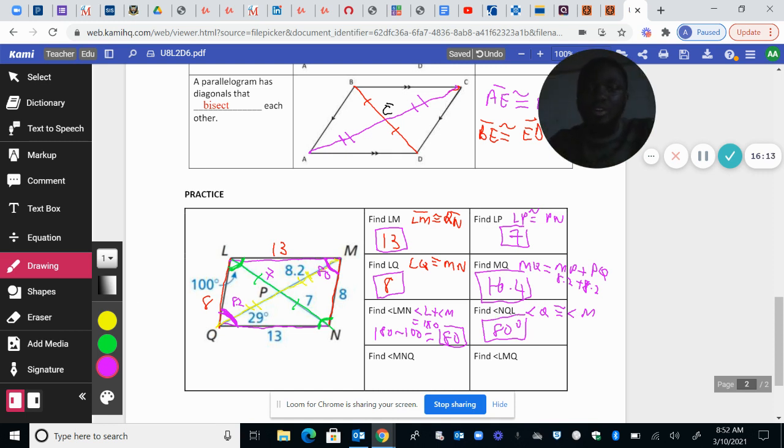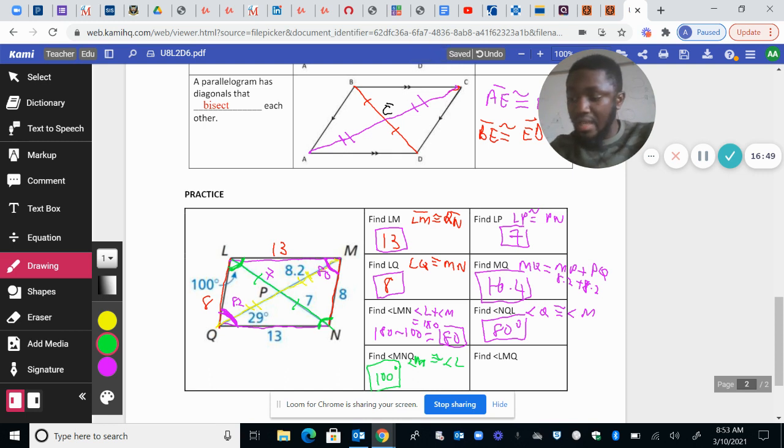And then the measure of angle MNQ. MNQ is congruent, as you can see, green. This green color and L are opposite angles. So angle N is congruent to angle L because they are opposite angles. They are congruent. So if L is 100, N has to be 100 as well. So here we have 100 degrees.